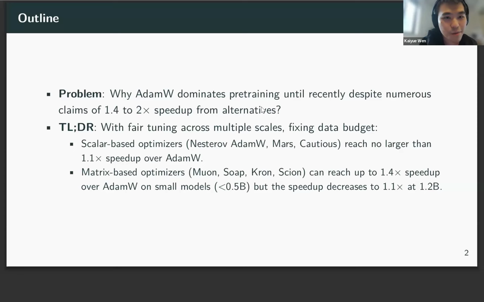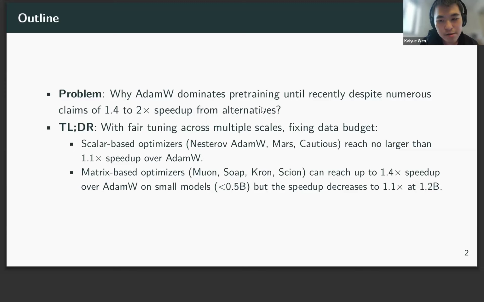So we conducted this benchmarking to try to figure out what the issue is. Through fair tuning and across many different model scales and different Chinchilla ratios, we discovered the following two observations. The first one is that all the AdamW variants that can be classified as scalar-based optimizers, which means they operate on the scalar level, didn't reach the large speedup as claimed. Instead, they roughly have only 10% speedup over AdamW.